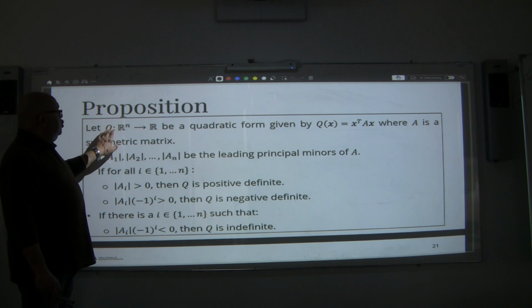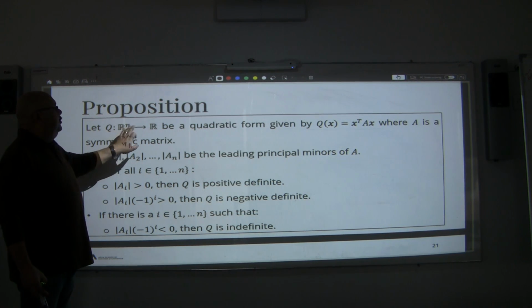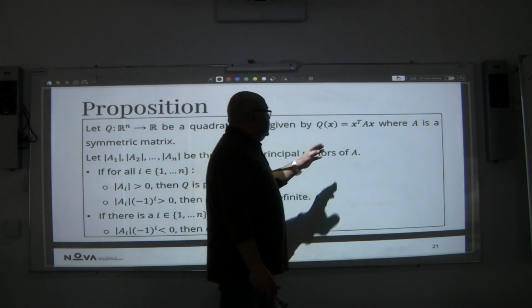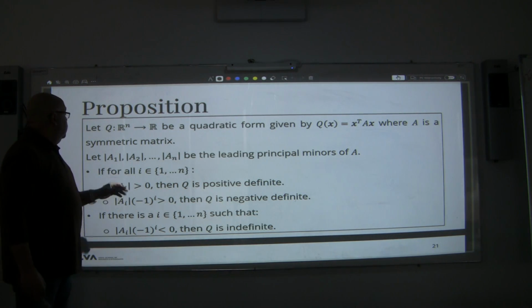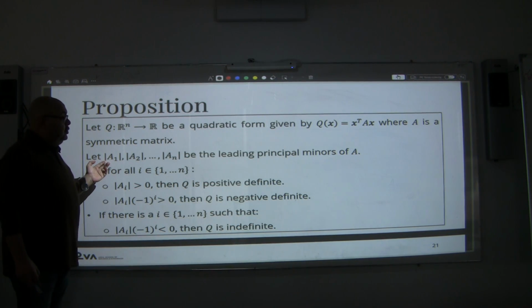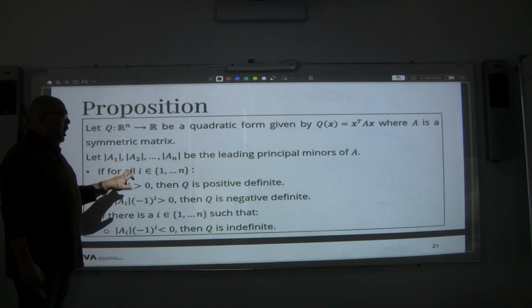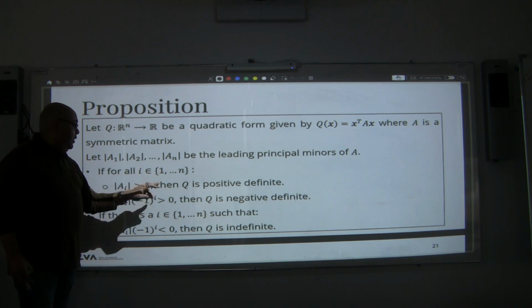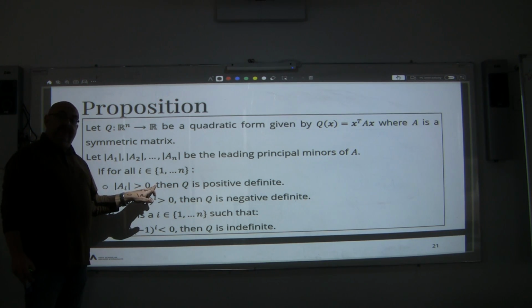So let Q be a quadratic form from Rn, from n dimensions, either R3 or R2 or Rn, into R, a quadratic form of the form x transpose times A times x, where A is a symmetric matrix. So I will evaluate the principal minors, A1, A2, up to An. Then if for all the minors, from 1 to n, all of them are greater than 0, then you will have a positive definite.